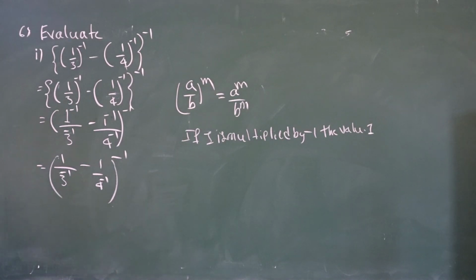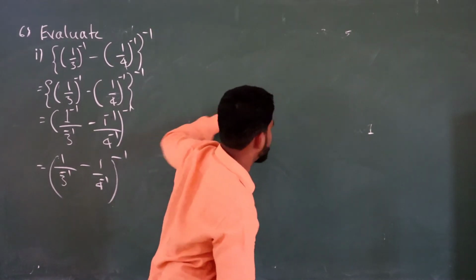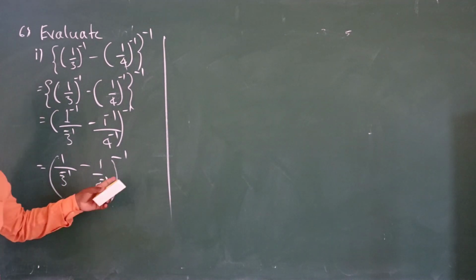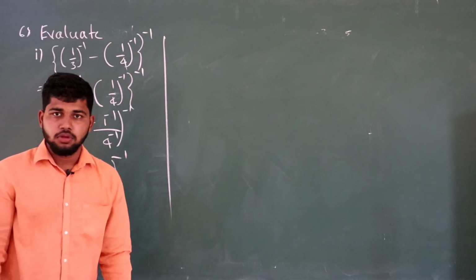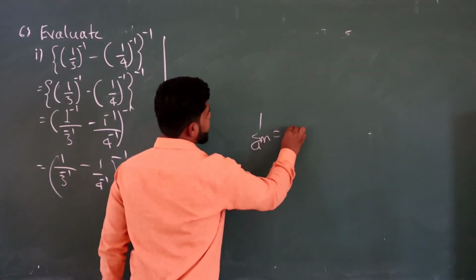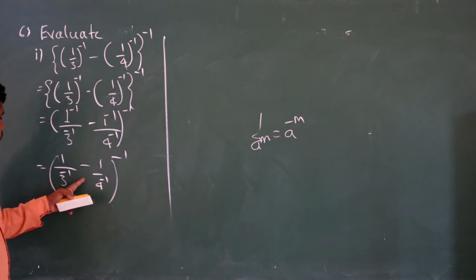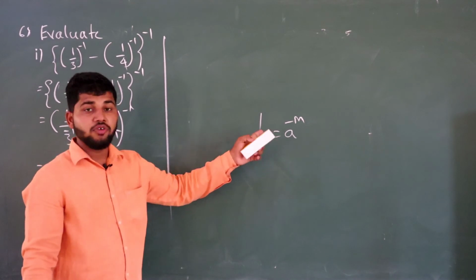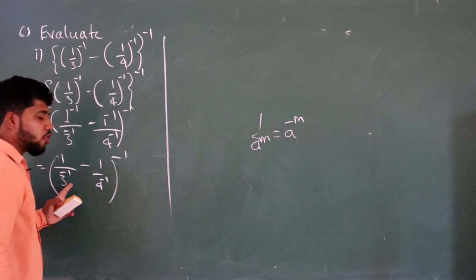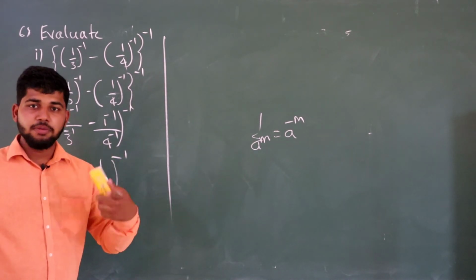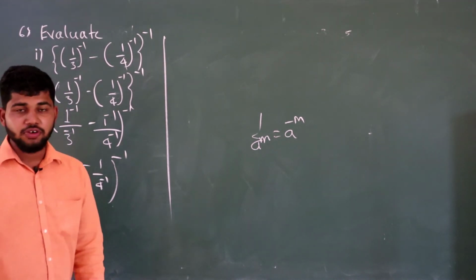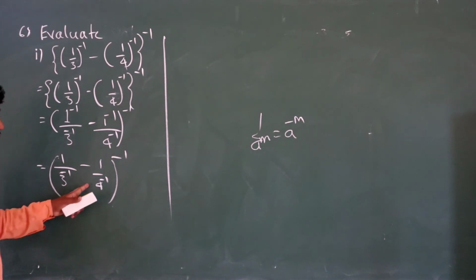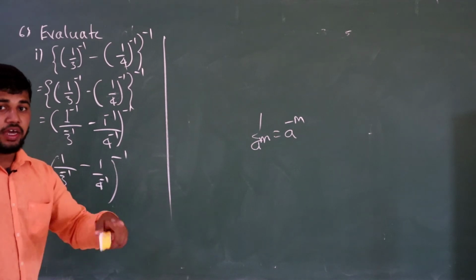Now here, 1/3^-1 and 1/4^-1 are in the form of 1/a^m. Now we can write it as a^-m. It is very easy. It is also one of the laws of the exponents. What is the formula? a^-m is equal to 1/a^m. 1/3^-1 and 1/4^-1 are in the form of 1/a^m, and we can write them as a^-m.